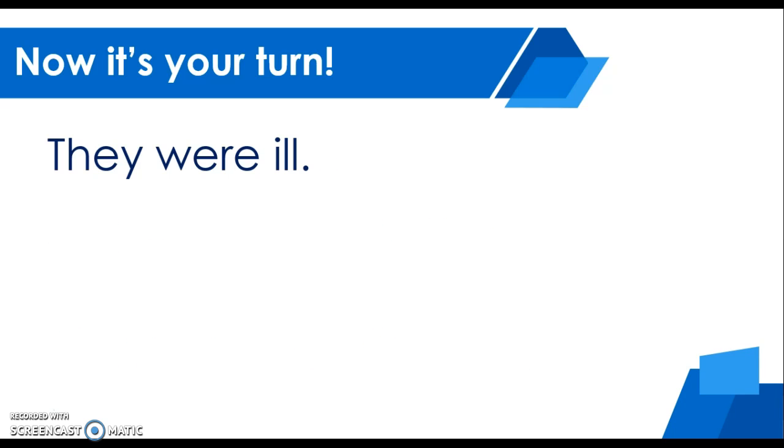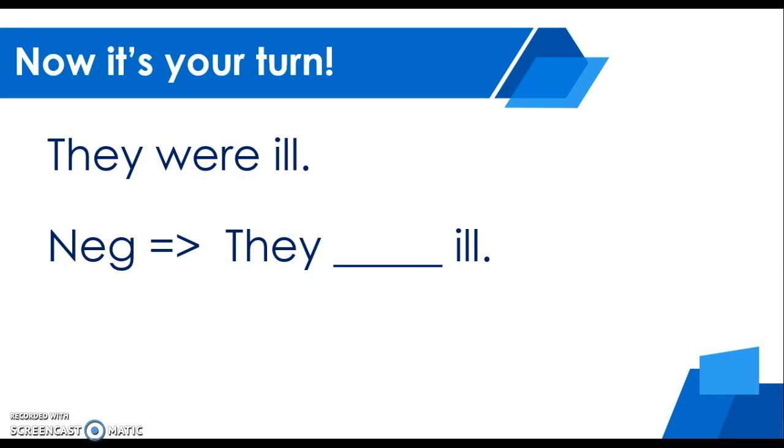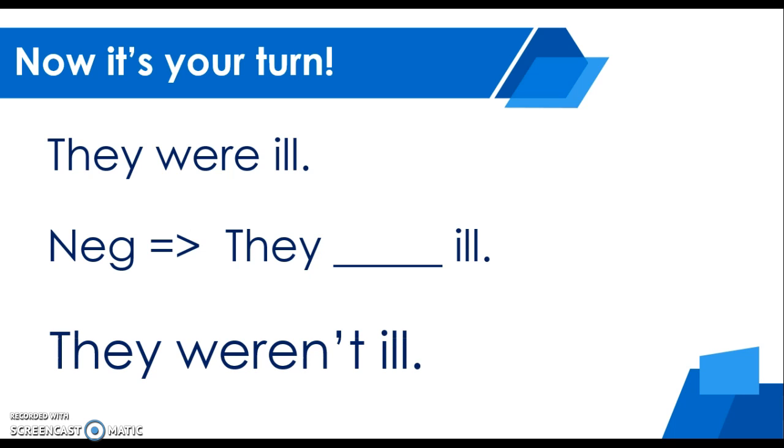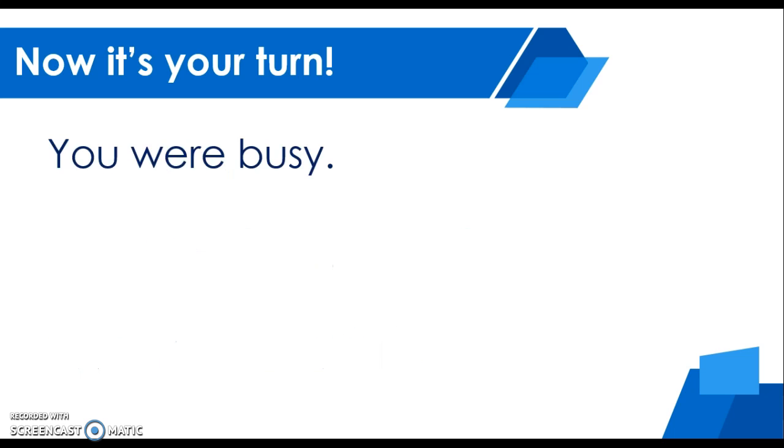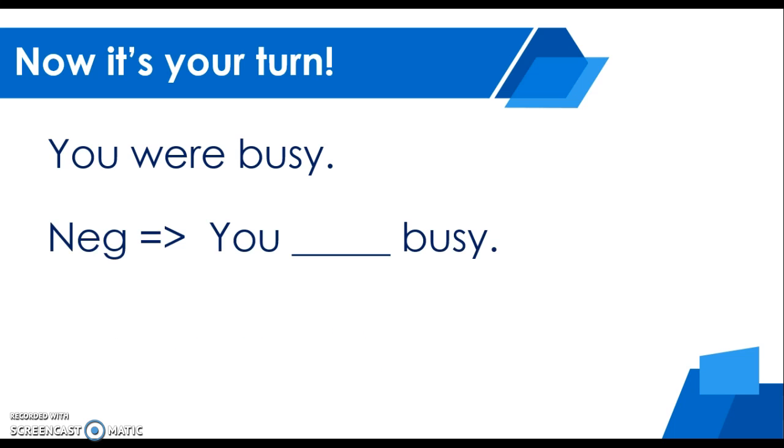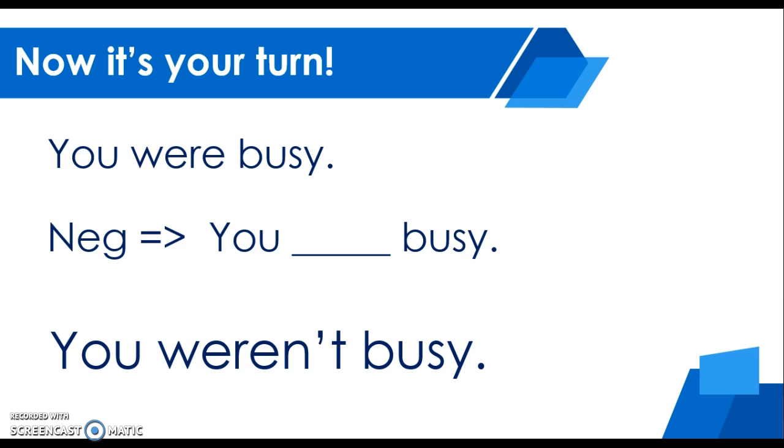They were ill, and the negative version would be... you're right. They weren't ill, or they were not ill. Okay, then we have another one. You were busy, and the negative, you need to try. Remember, we have two options. It would be you weren't busy. You weren't or you were not busy. You can use both. Only remember, when we speak, we use contractions.